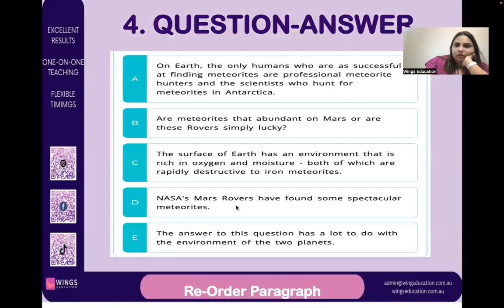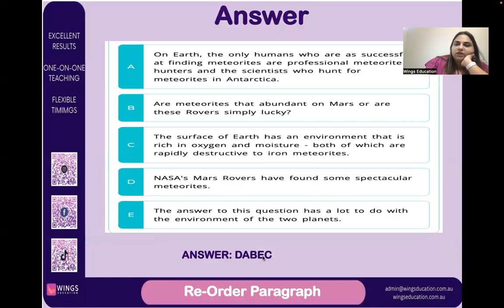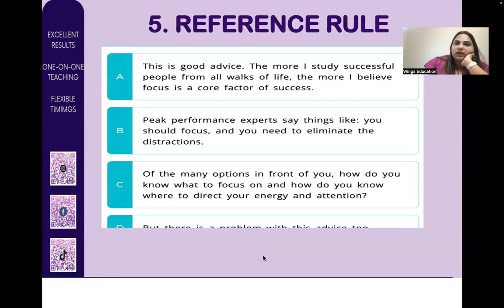Okay. Question answer, where's the question? You can find the question is here. Are meteorites that abundant on Mars or are those rovers simply lucky? So you have a question. So the answer is the answer to this question. So B and E, they are connected. That was what we are looking for. So you see B and E, they are connected. So you can even use the question and answer concept to connect.